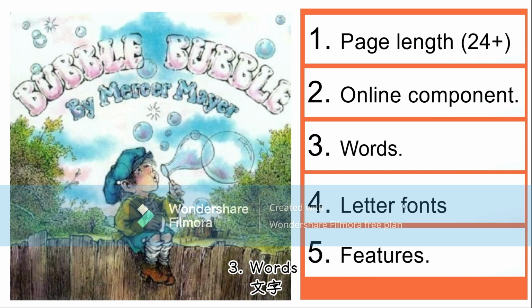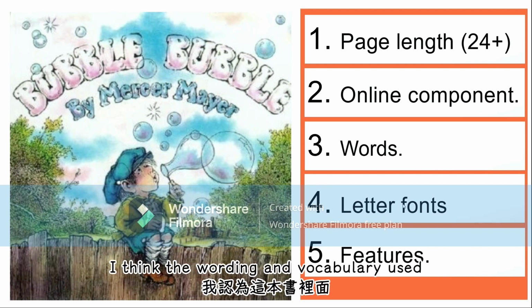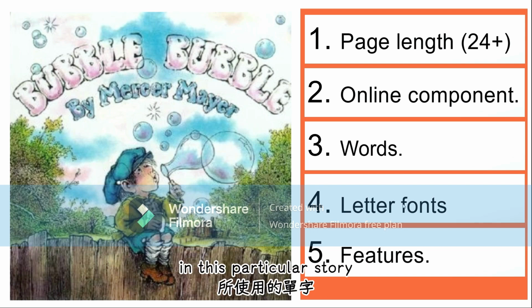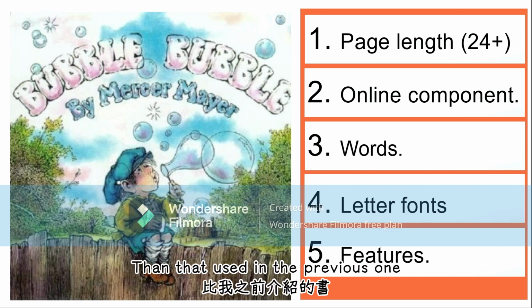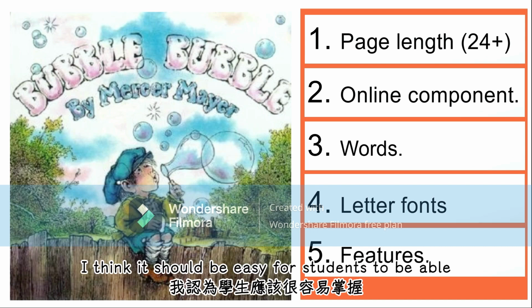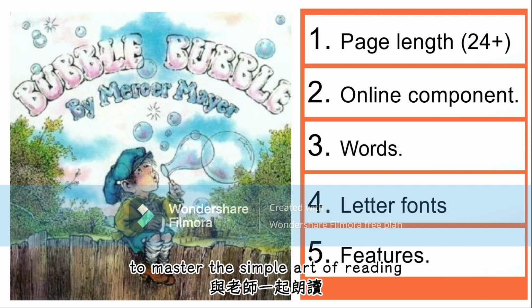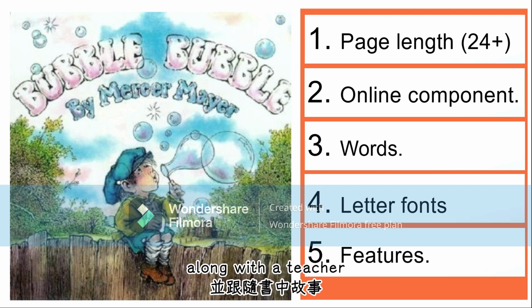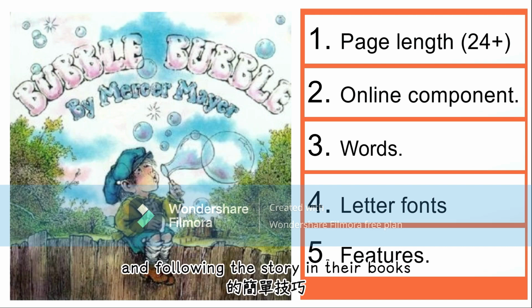3. Words. I think the wording and the vocabulary used in this particular story is a lot more simplistic than that used in the previous one that I discussed. I think it should be easy for students to be able to master the simple art of reading along with the teacher and following the story in their books.